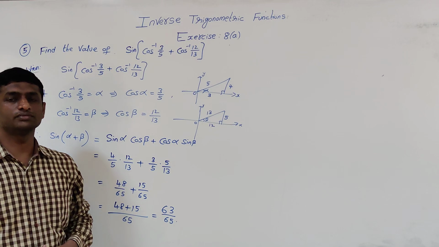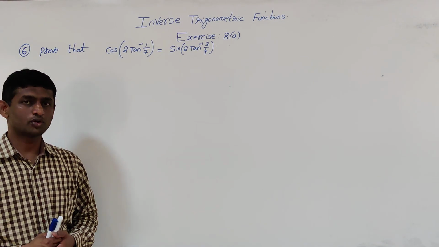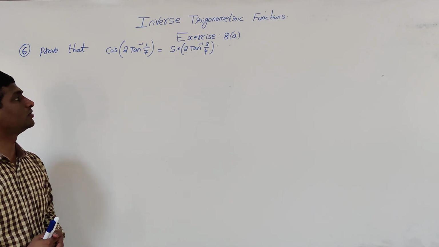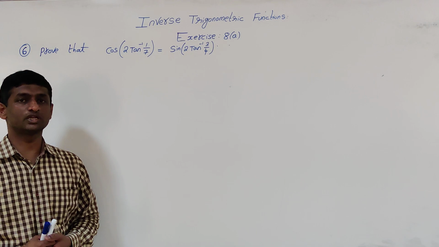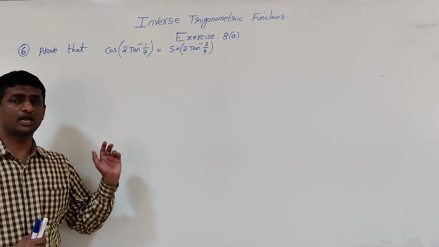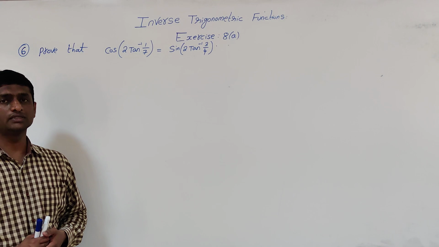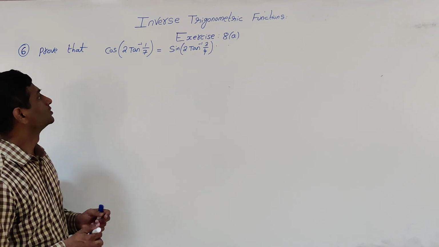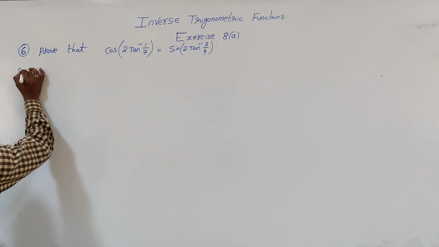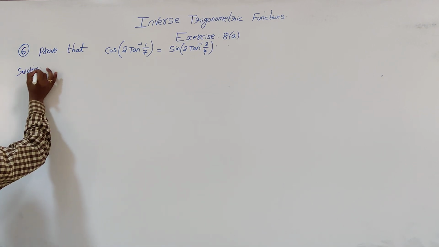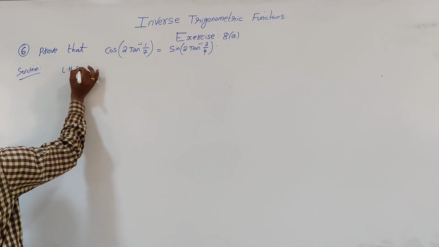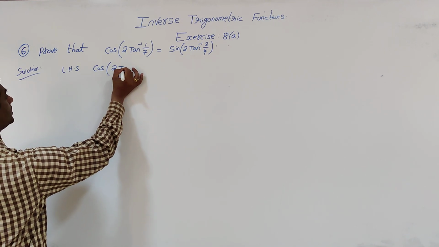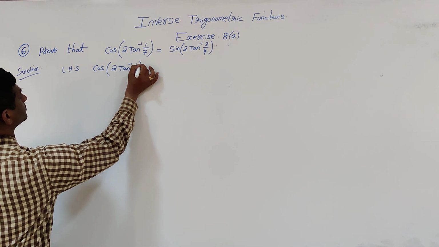So we'll go for the next problem. The problem is, prove that cos of 2 tan inverse of 1 by 7 is equal to sine of 2 tan inverse of 3 by 4. It means we have to show that the left hand side value is the same as the right hand side value, and we will simplify both the sides. So first we'll simplify the LHS, that is cos of 2 tan inverse of 1 by 7, and we'll find out its value.